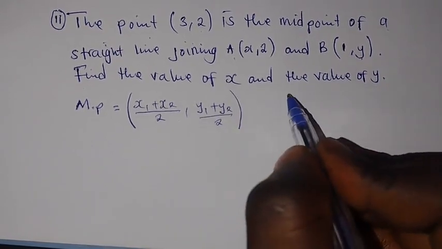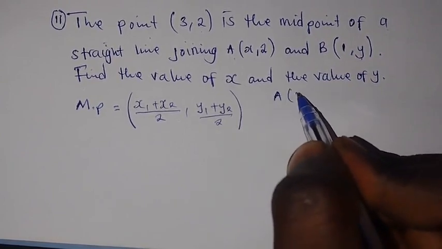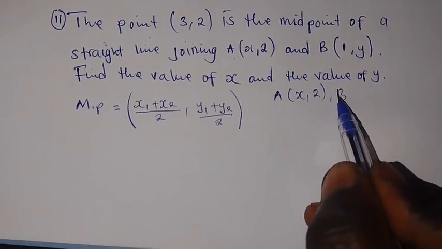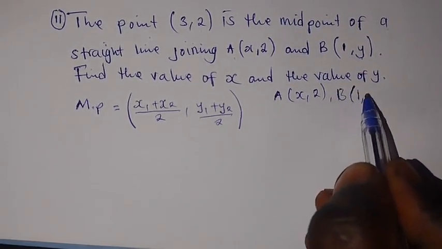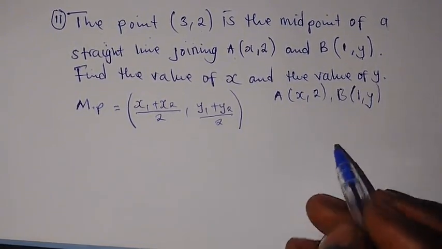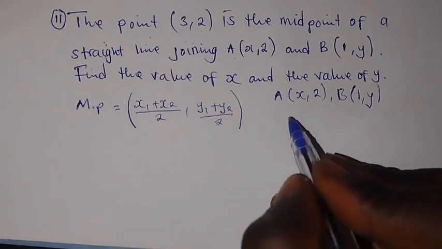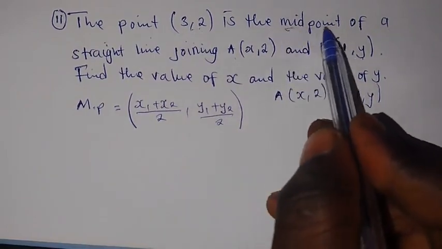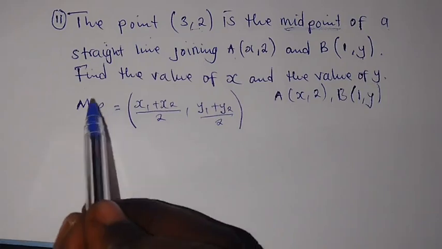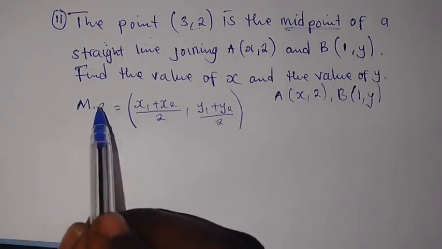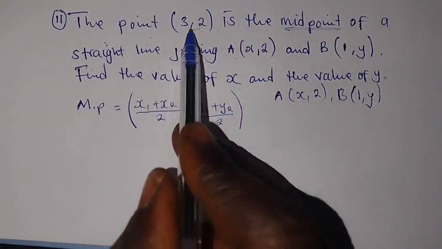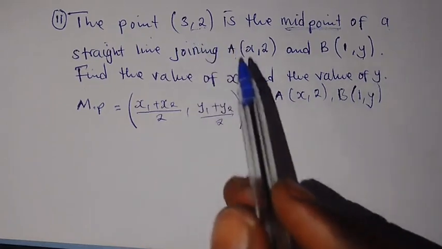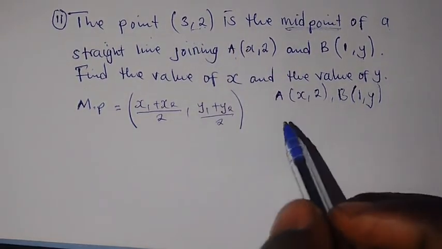So what you do here is take note of the points. You have A, which is having x, 2. You also have point B, and point B is having 1, y. Once you have this information, they have told you that the point 3, 2 is the midpoint. This is the keyword. So on your formula, where there is midpoint, you substitute with the actual midpoint you have, which is 3, 2.